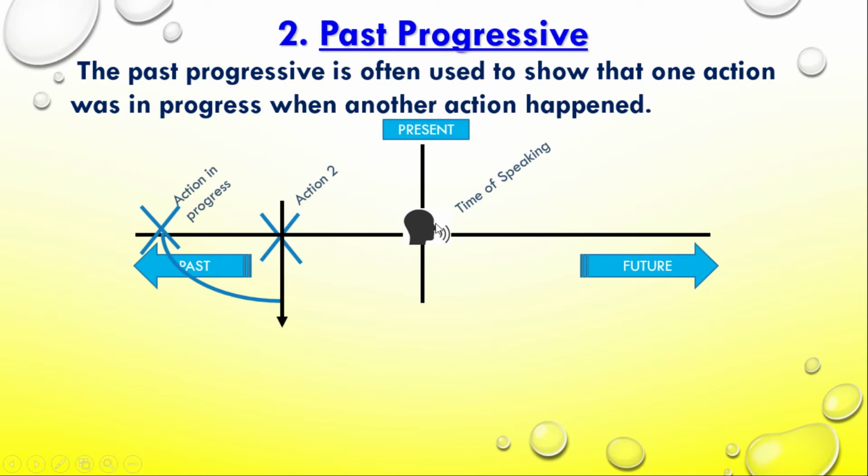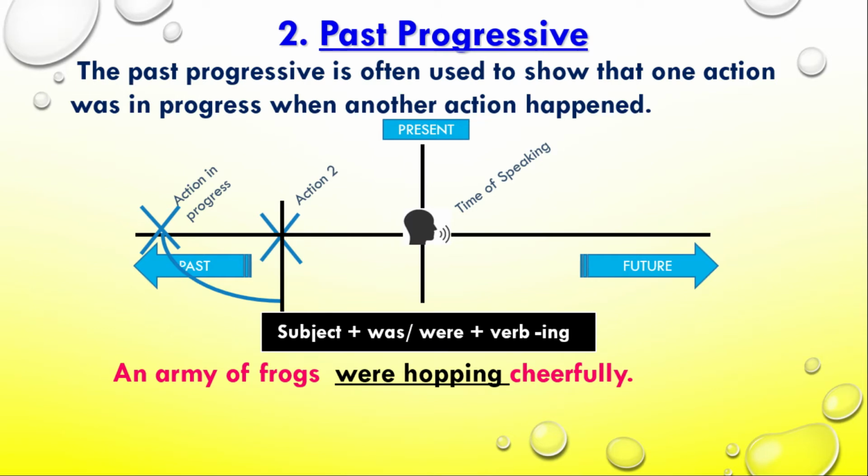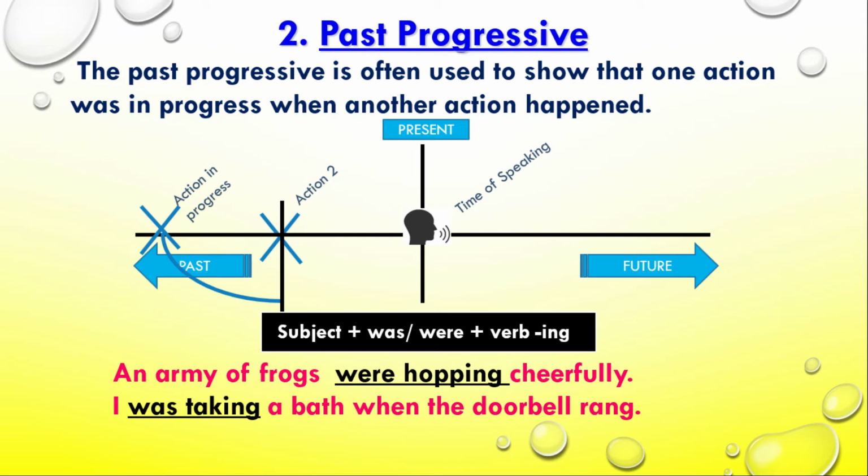This is the time of speaking. That means at this point we are talking about the action. The form of this tense is subject plus was or were plus the ing form of the verb. See the examples. An army of frogs were hopping cheerfully. I was taking a bath when the doorbell rang. We were baking a cake last night.